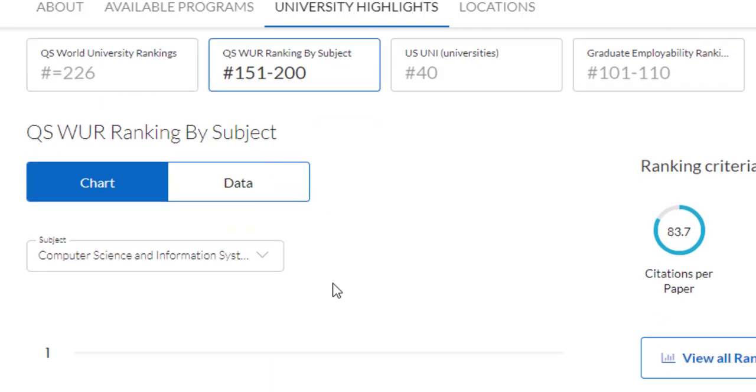And one specific thing that caught my eye was the citations per paper. Look at the number, 84, almost 84 citations per paper that they publish. So that is a very good indicator of what kind of research projects they are going to have.